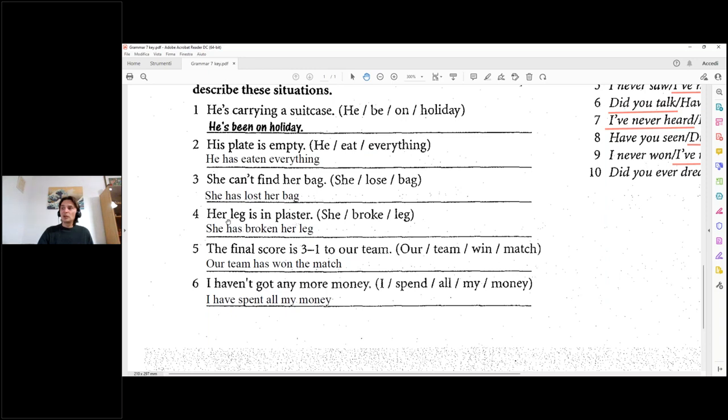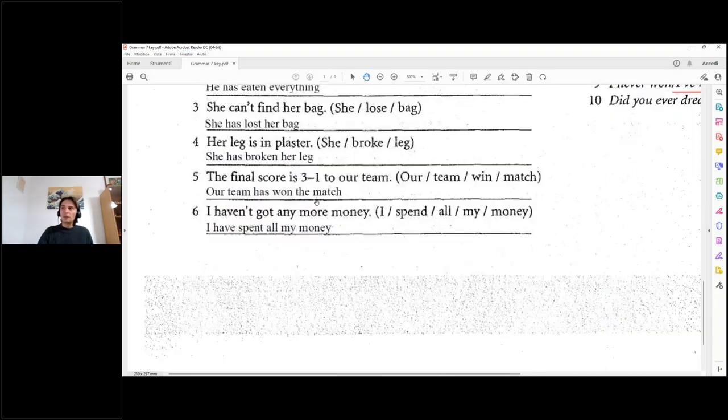Right? Her leg is in plaster. Plaster, gesso. Cioè la sua gamba è ingessata, nel gesso è ingessata. She has broken her leg. The final score is 3-1 to our team. Our team has won the match. I haven't got any more money. I have spent all my money.